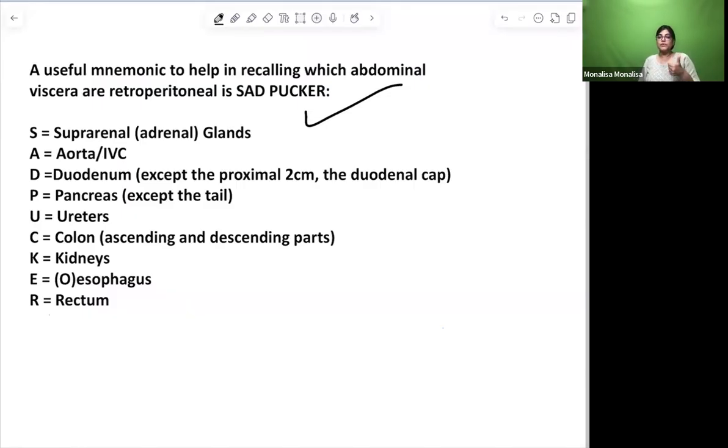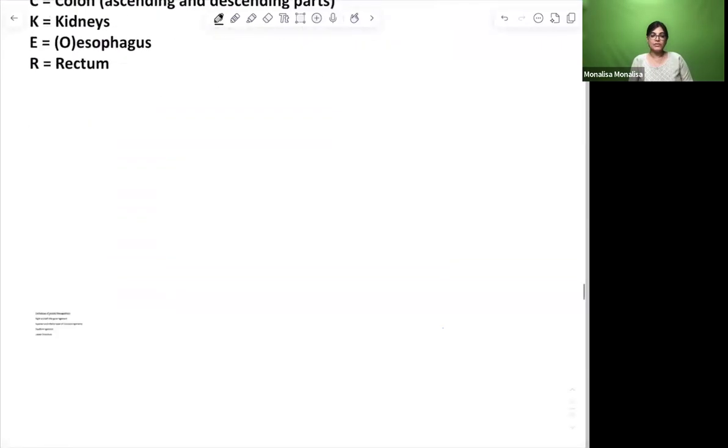SADPUCKER. Here S stands for suprarenal gland, A for aorta and inferior vena cava, D for duodenum, P for pancreas, U for ureter, C for colon, K for kidney, E for esophagus, and R for rectum. So just learn the retroperitoneal structures by heart.